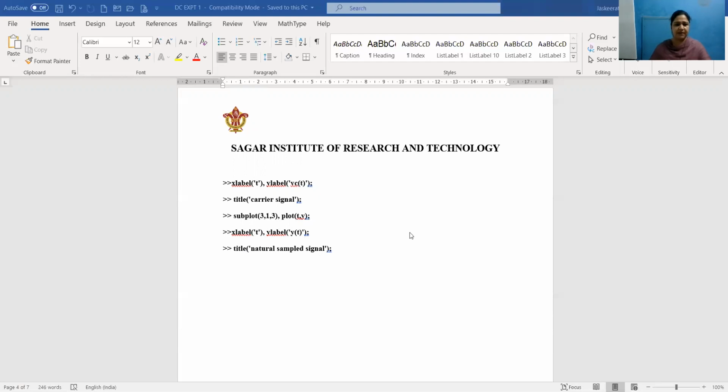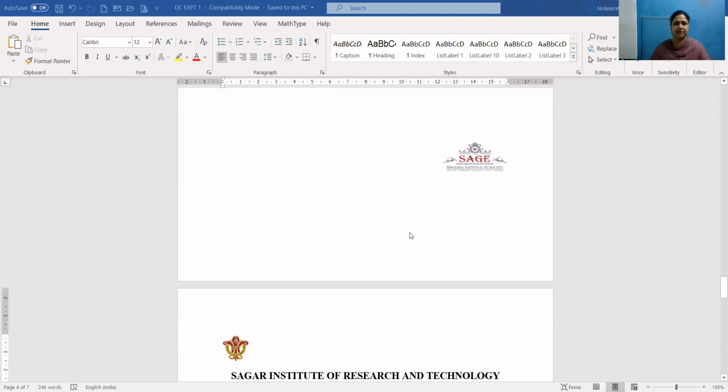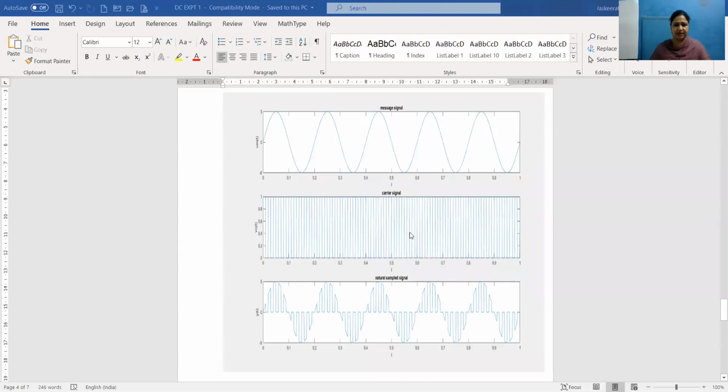When I run this MATLAB code, I will get a figure window which displays all three signals. We can see the first waveform is the message signal, the second waveform is the carrier signal, and the third waveform is the natural sample signal. Here the samples vary according to the instantaneous amplitude of the message signal, and the tops of the sample pulses vary exactly according to the message signal.